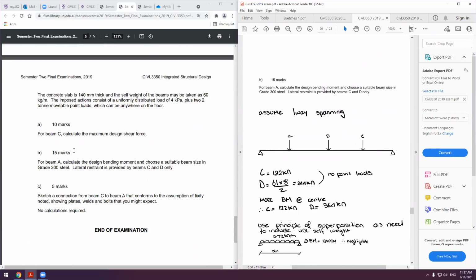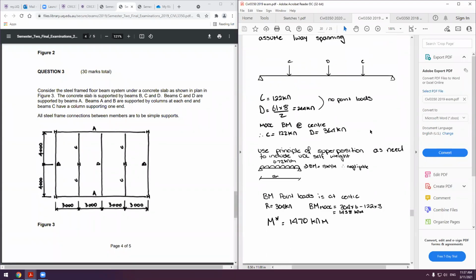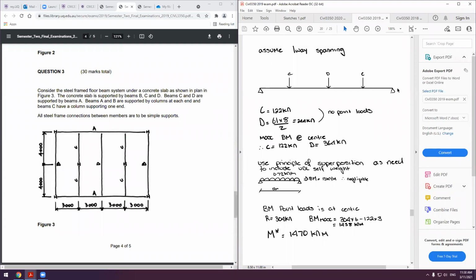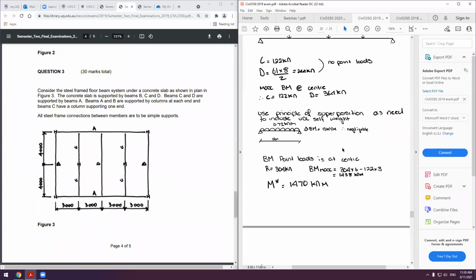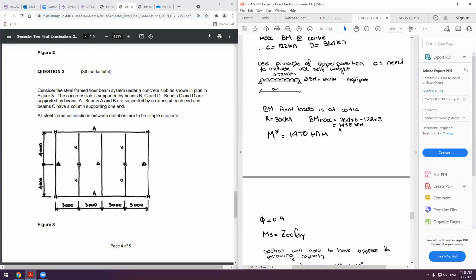And then for B, we're trying to calculate the capacity of A in a similar way to how we did 2020. However, this time it's nice and symmetrical, so the max bending moment is actually in the center. So we've got C, D, and C. We're assuming one-way spanning again, so there's no concrete load onto beam A itself. We have our point loads from the beams. Use the principle of superposition, which gives us a bending moment of approximately 1470 kilonewton meters. And we apply our point loads at the center, as that gives the max bending moment.